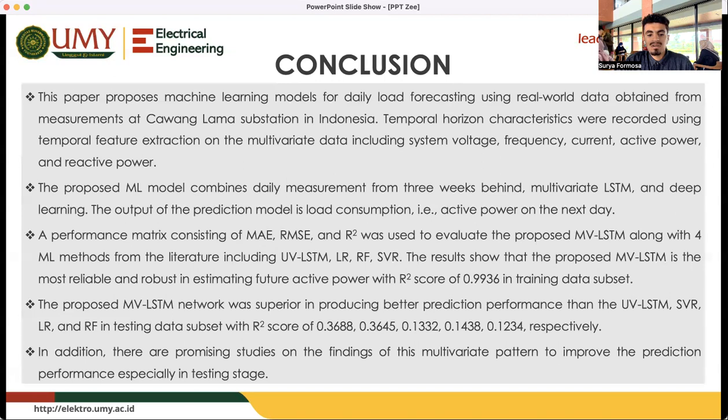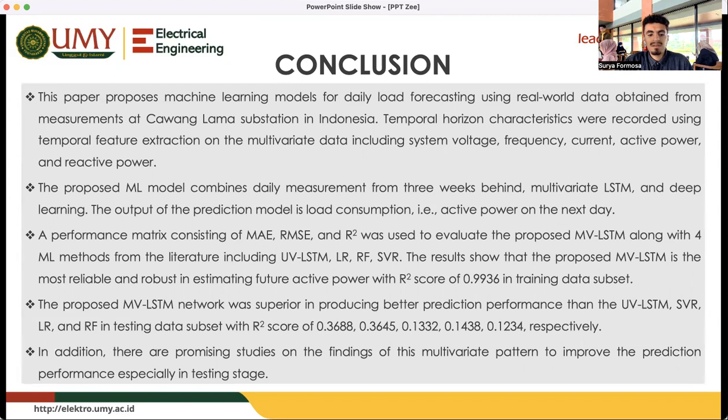A performance metric consisting of MAE, RMSE, and R squared was used to evaluate the performance of MV-LSTM along with the 4 ML methods from the literature, including UV-LSTM, LR, RF, SVR. The results show that the proposed MV-LSTM is the most reliable and robust in predicting future active power with the R squared score of 0.9936 in the training data subset.